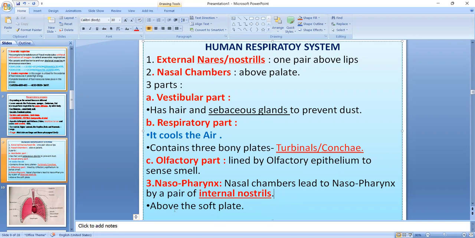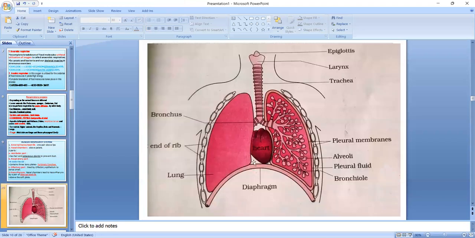Anyway, they are present above the soft palate. That is about the nasopharynx. And this is the structure. Let's see once. So this is the epiglottis and larynx, which is a sound box. And this is a very long tube that reaches up to the mesothorax. This is called the trachea. Otherwise, it is also known as the windpipe.